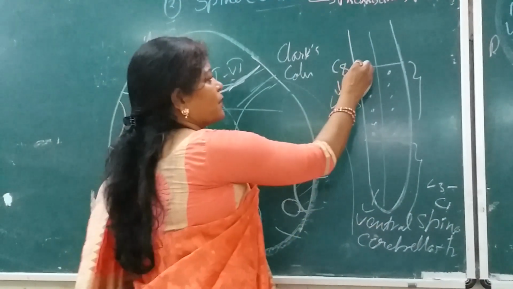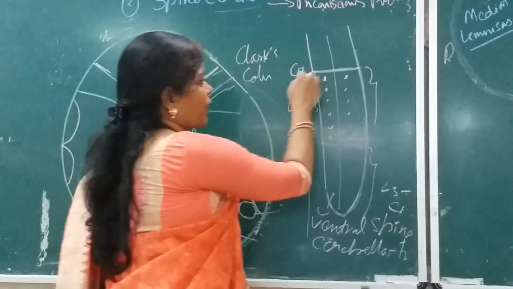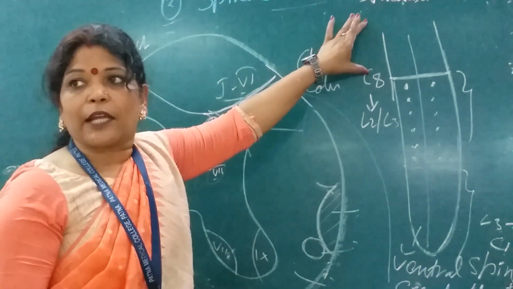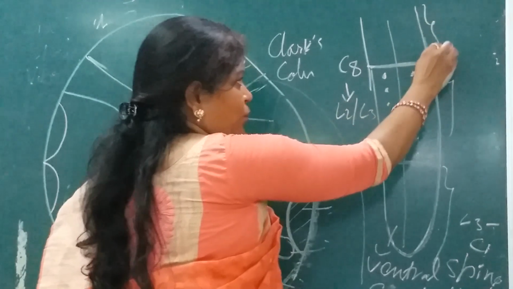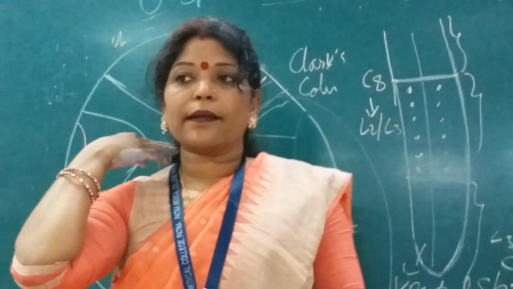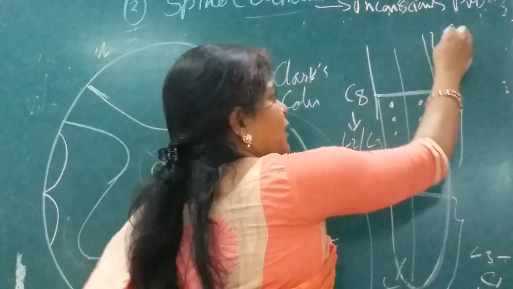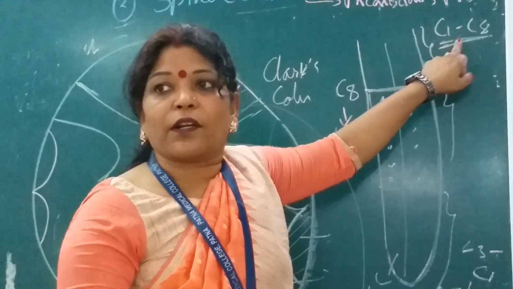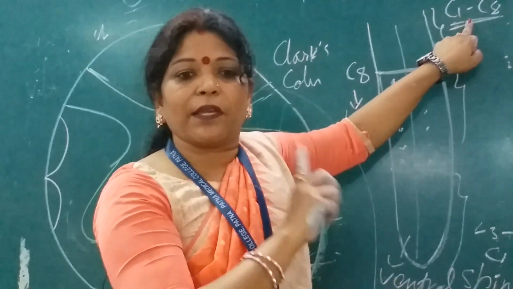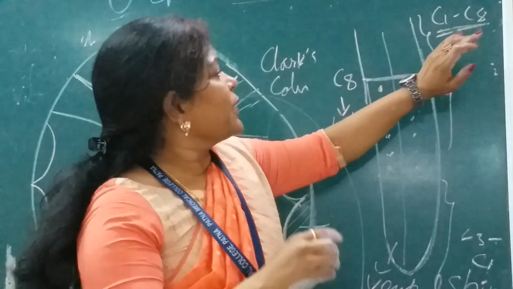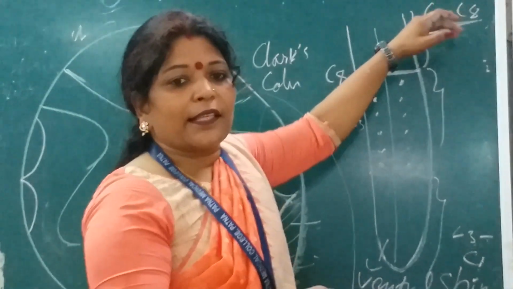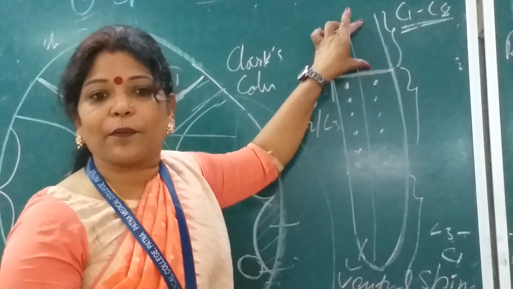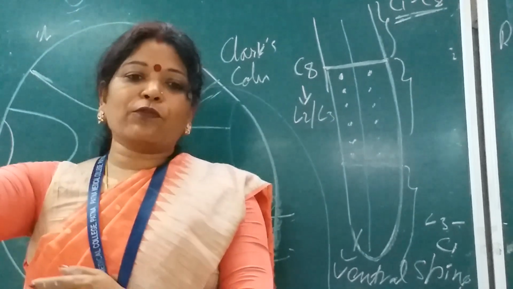Just look here, this was the Clarke's column only from C8 to L3. What about cervical 1 and the above segments of the spinal cord, which supply the nerves for the upper limb and the neck area, the cervical area? So C1 to C8, these nerves are still spared for this type of unconscious proprioceptive impulses from these segments. So the second order neuron cells from C1 to C8 will give axons from these spinal segments, and the tracts will be going to the cerebellum.